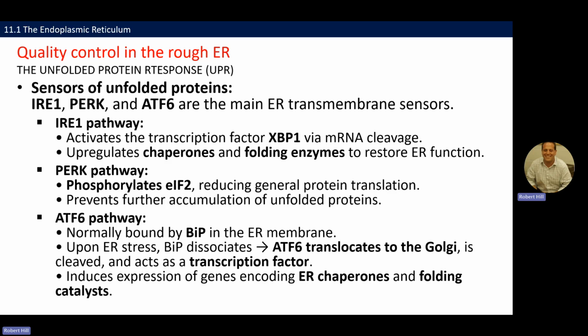And I do want you to learn these proteins and these pathways. There's the IRE1 pathway to look at. There's the PERK pathway and the ATF6 pathway.